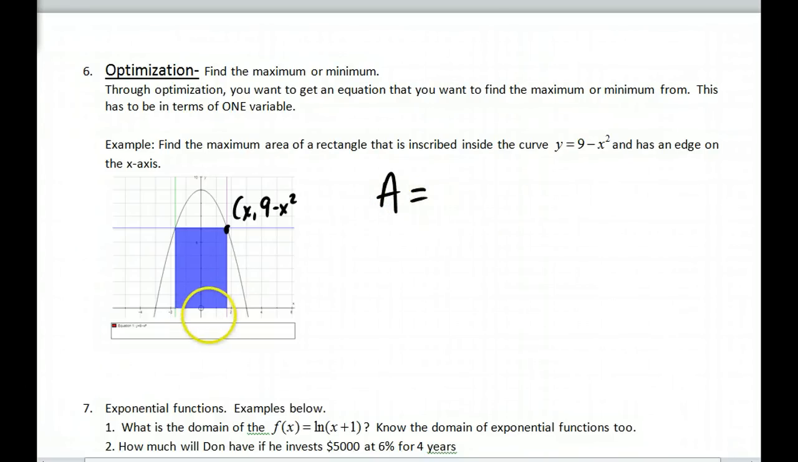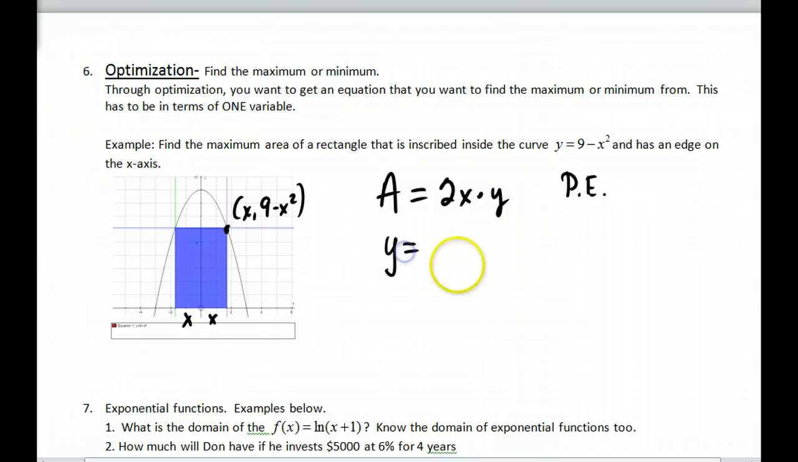First of all, I need an area formula. What some students forget is that this is x, but I'm looking at this rectangle. There are two x's. So my overall formula is going to be A is equal to 2x times my height, which would be y. This is what we call our primary equation. Now the secondary equation will help us get this whole thing in terms of x. I need to get rid of that y, and they tell us what y is. So y is equal to 9 minus x squared. This is my secondary equation. Put into the primary equation, I should be in business.